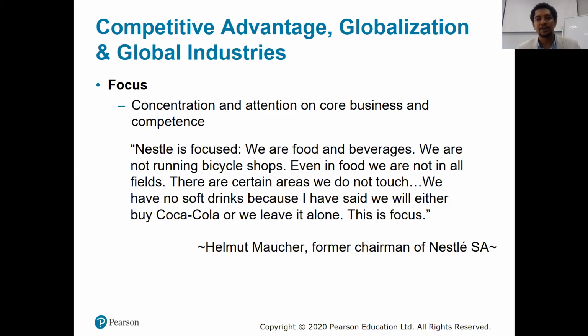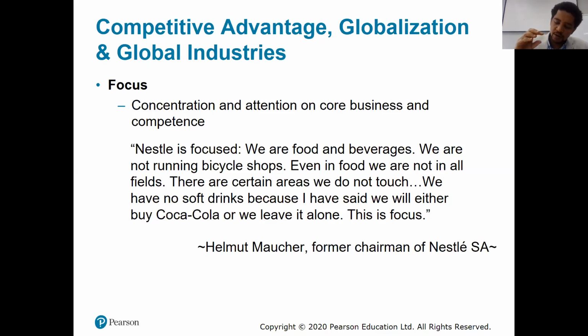For example, if you take Nestle, it is very much focused on food and beverage. They are not involved in Coca-Cola, or in producing alcoholic drinks or any other thing. They are focused on producing food, and within food they are focused on a few types of foods. Okay, so that is the focus.